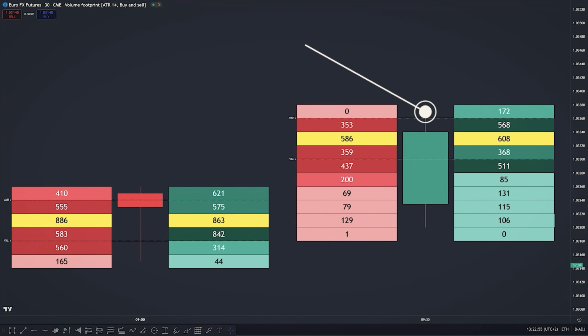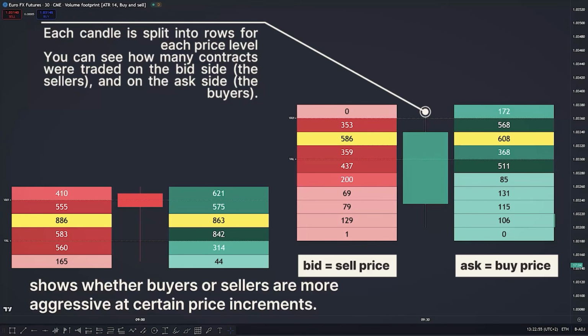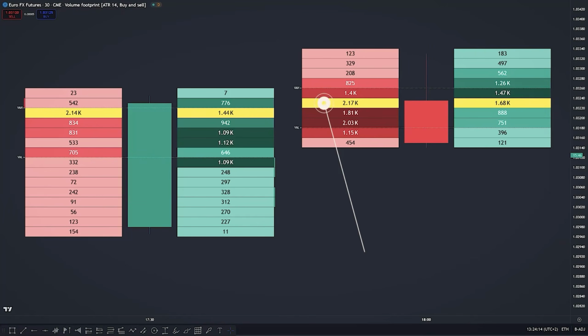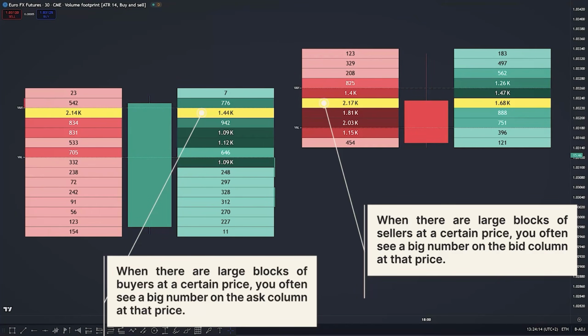In a footprint chart, each candle is split into rows for each price level. You can see how many contracts were traded on the bid side, the sellers, and on the ask side, the buyers. This can paint a vivid picture of whether buyers or sellers are more aggressive at certain price increments. When there are large blocks of sellers at a certain price, you often see a big number on the bid column at that price. If there is strong buying, you see a larger number on the ask column.